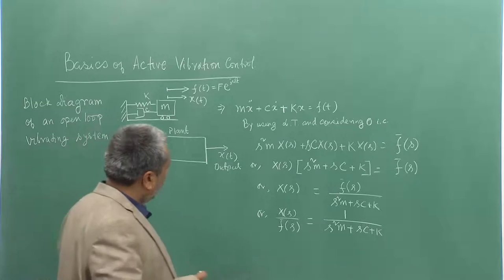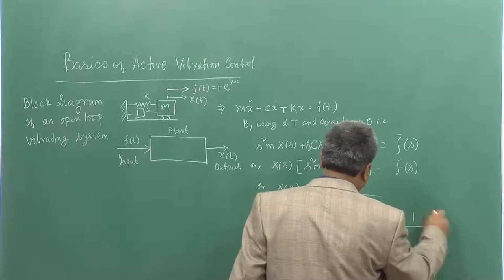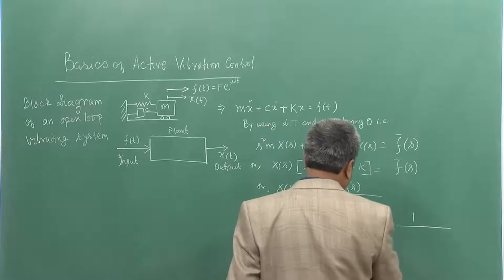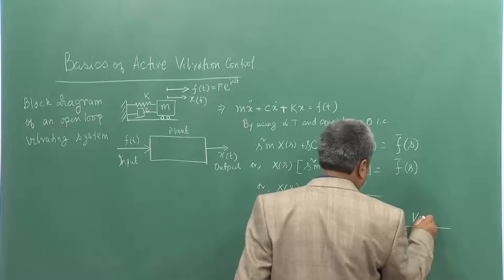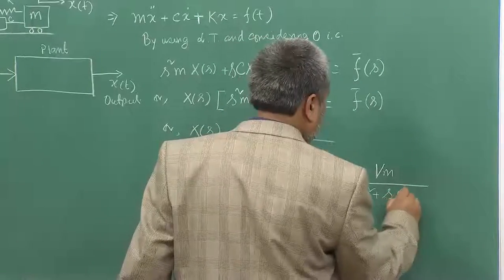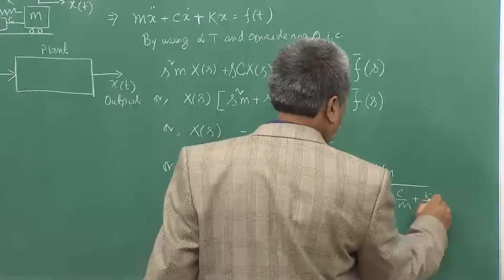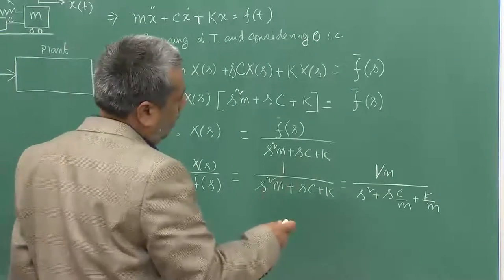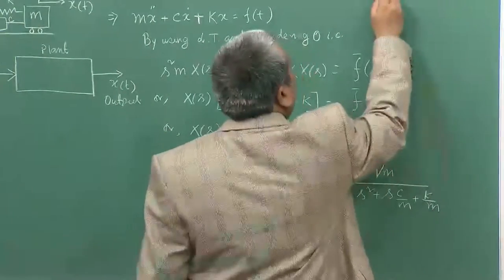Now, I can do a little more work on it. I can write it in terms of the modal coordinates of the system by dividing all these parameters by, for example, m. So, it will be 1 over m, and here it will be s square plus s c over m plus k over m. And that would mean that we can try to find what these other two things are in terms of the modal parameters.